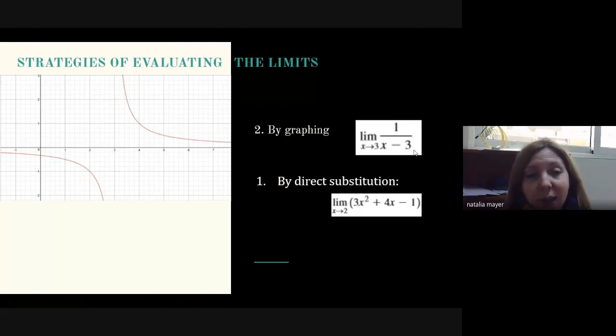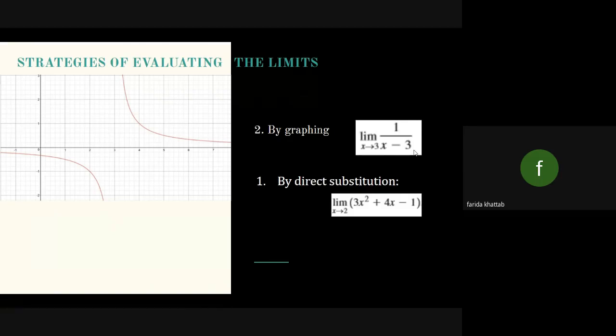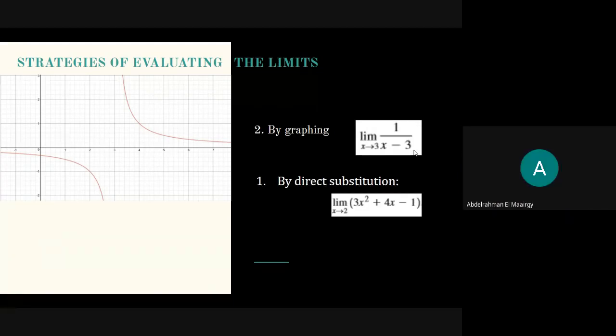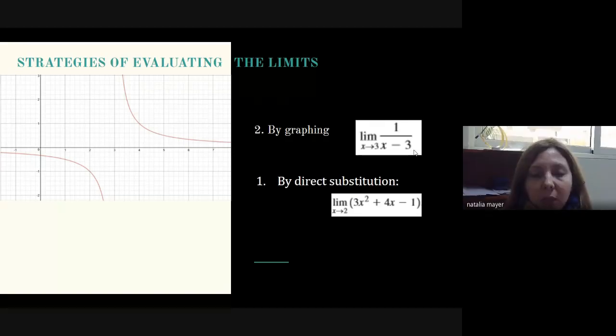Is it just because, hey, Farida, it's different, like they approach different things from the left side and the right side? Exactly. The function is approaching totally different things from the left and from the right. Didn't you say, Noor? Yes, different points. It's not points. And moreover, I would like to say that infinity, as I told you before, is not a value. Infinity is a concept. There is no constant value behind the sign infinity.